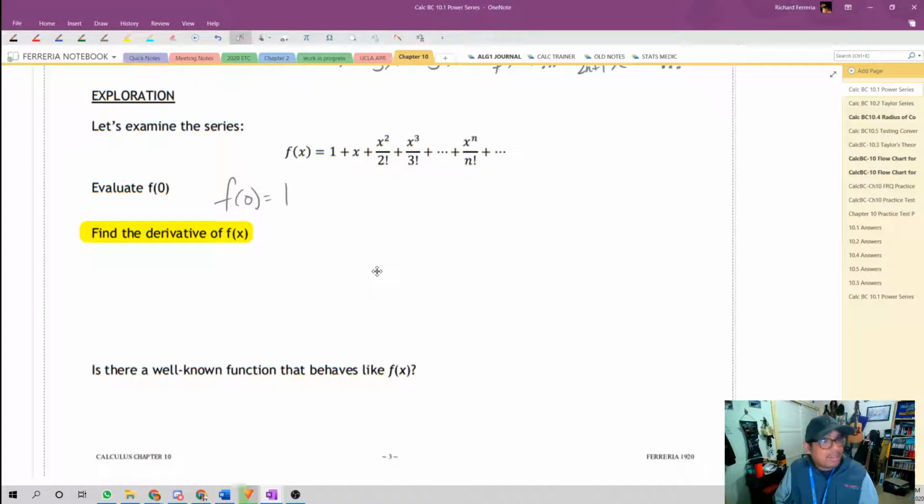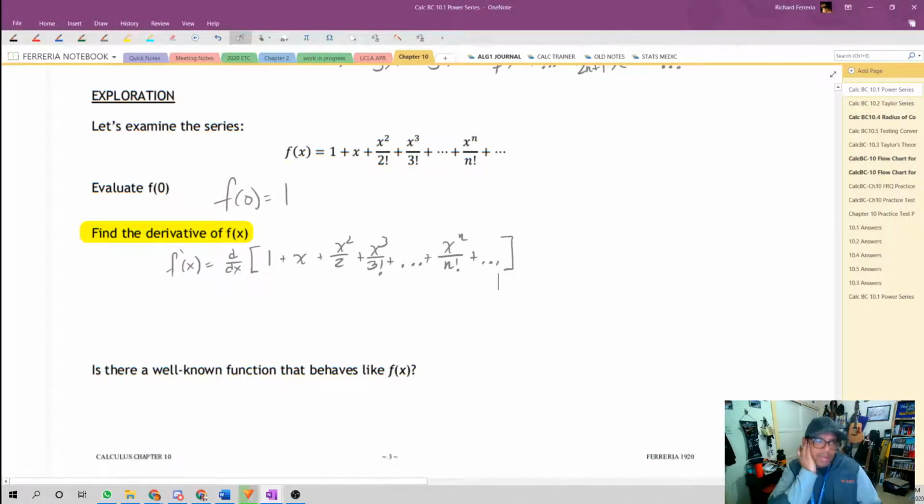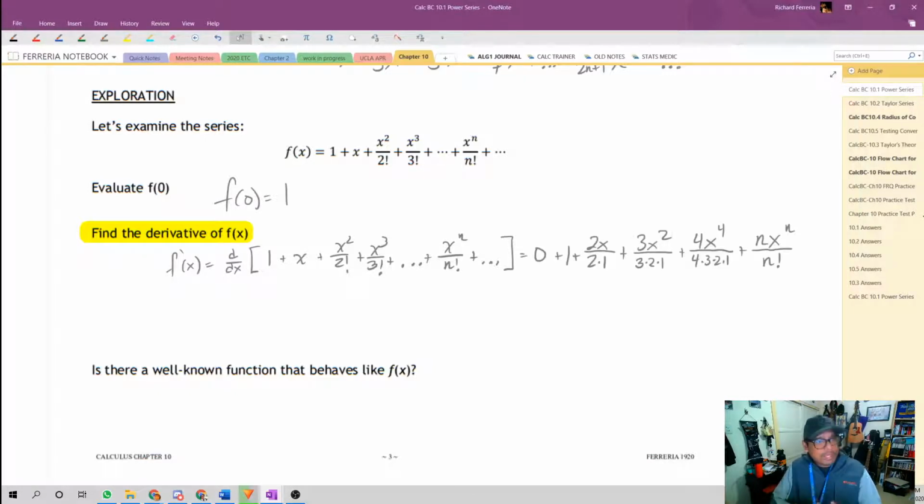Now we're going to find the derivative of f of x. So f prime of x is the derivative of 1 plus x plus x squared over 2 factorial plus x cubed over 3 factorial, etc., etc. And this just takes a term-by-term differentiation. So I've taken the derivative of each term, and I've written out the factorials as far out as I would go here. There is an ellipsis over there.